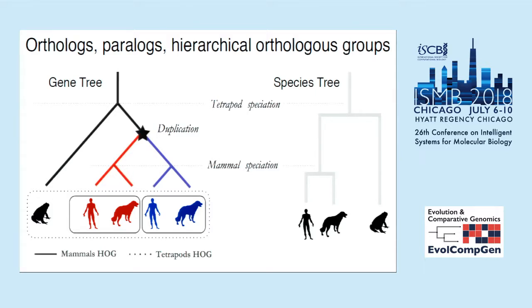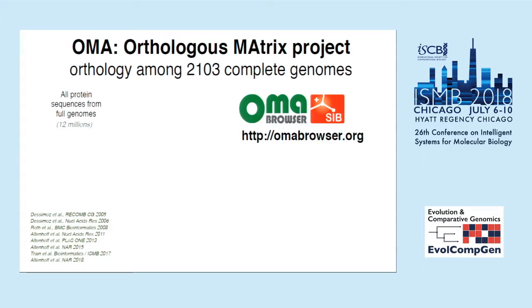They have nice properties because, for instance, if you're interested in the last common mammal ancestor, the gene content of that ancestor will be made of the combination of all of the HOGs. So in a way, it's mapping to some sort of notion of an ancestral gene. And so in OMA, this is our resource.